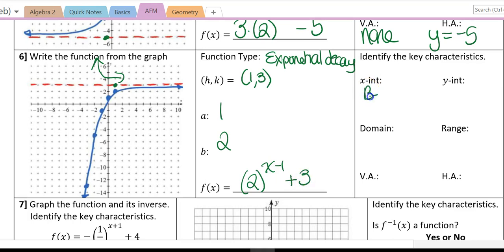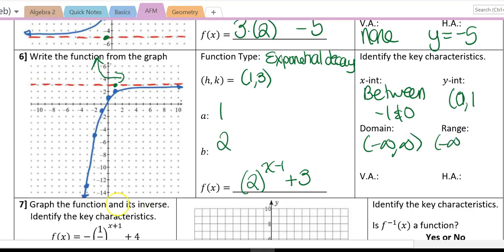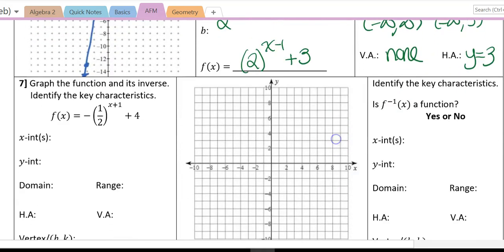Identify the key characteristics. So this time between, or again between -1 and 0. Y-intercept is at 0, 1. Domain is -infinity to +infinity, and range is from -infinity, because it's the lowest value, up to the highest, which is +3, and the 3 is not included because it will never cross that horizontal asymptote. Vertical asymptote none, horizontal asymptote y equals 3.